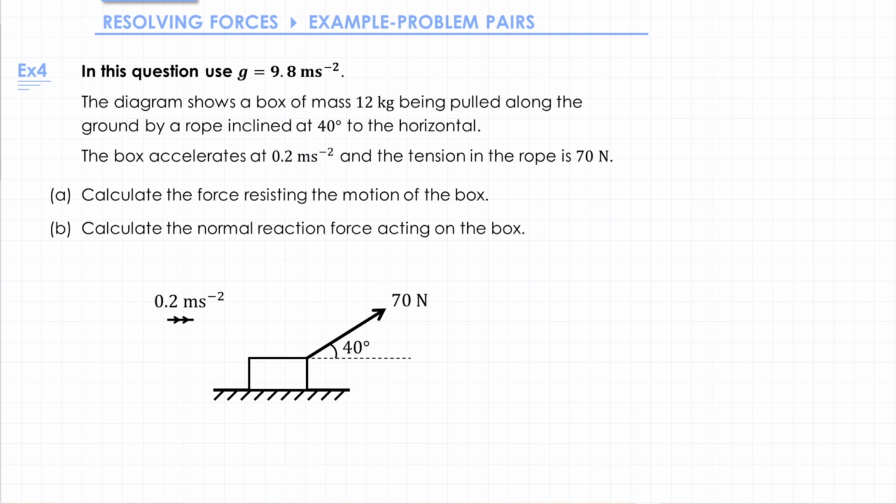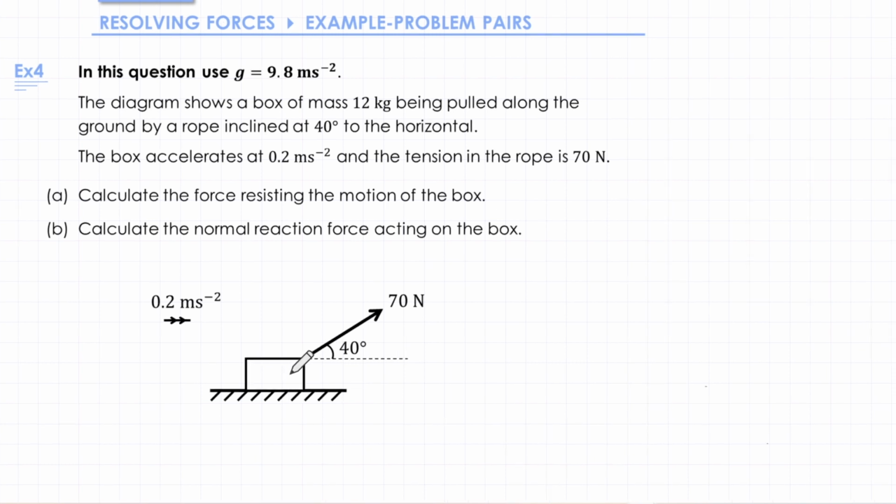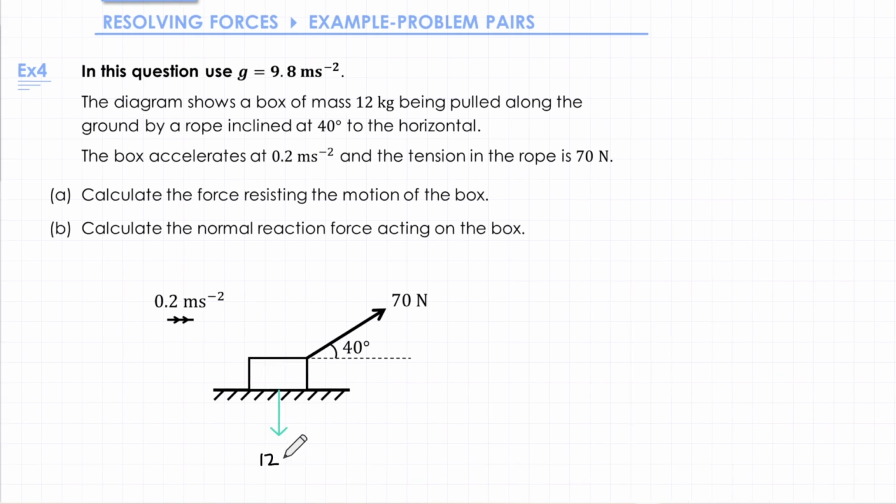As we already have a diagram, it makes sense to annotate this rather than starting from scratch. So let's add our forces onto our diagram. We've already got the 70 Newton force here. We know the box has a mass of 12 kilograms, so the box will have a weight of 12g. The box rests on a horizontal surface, which means we have a normal reaction force acting upwards. We'll call that force R.